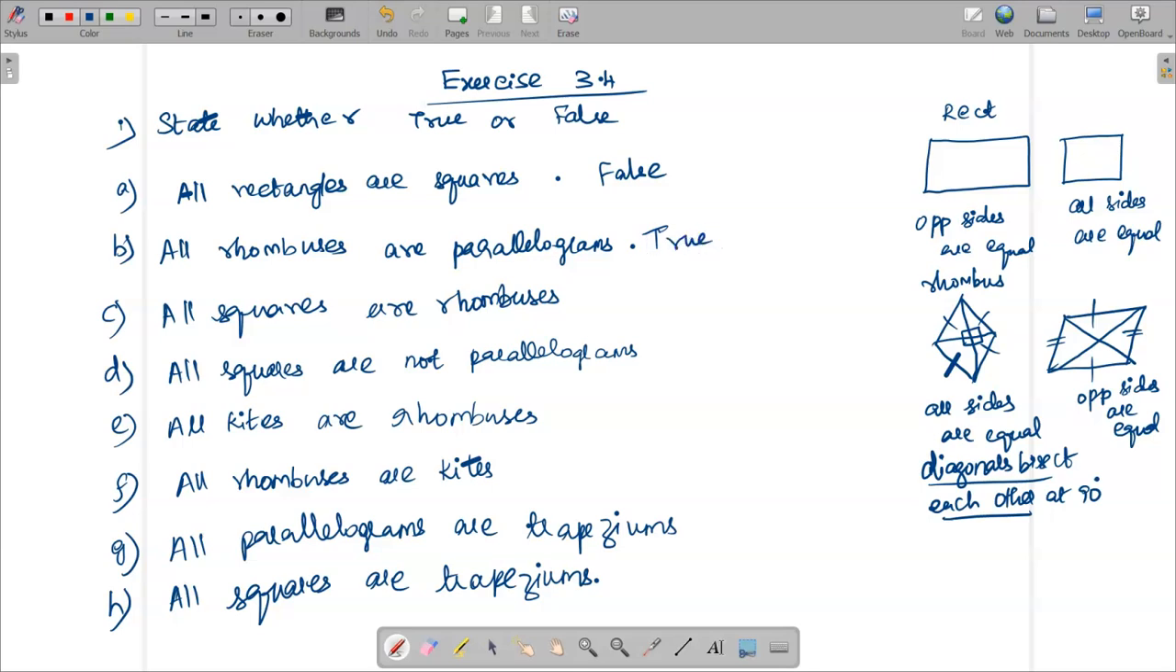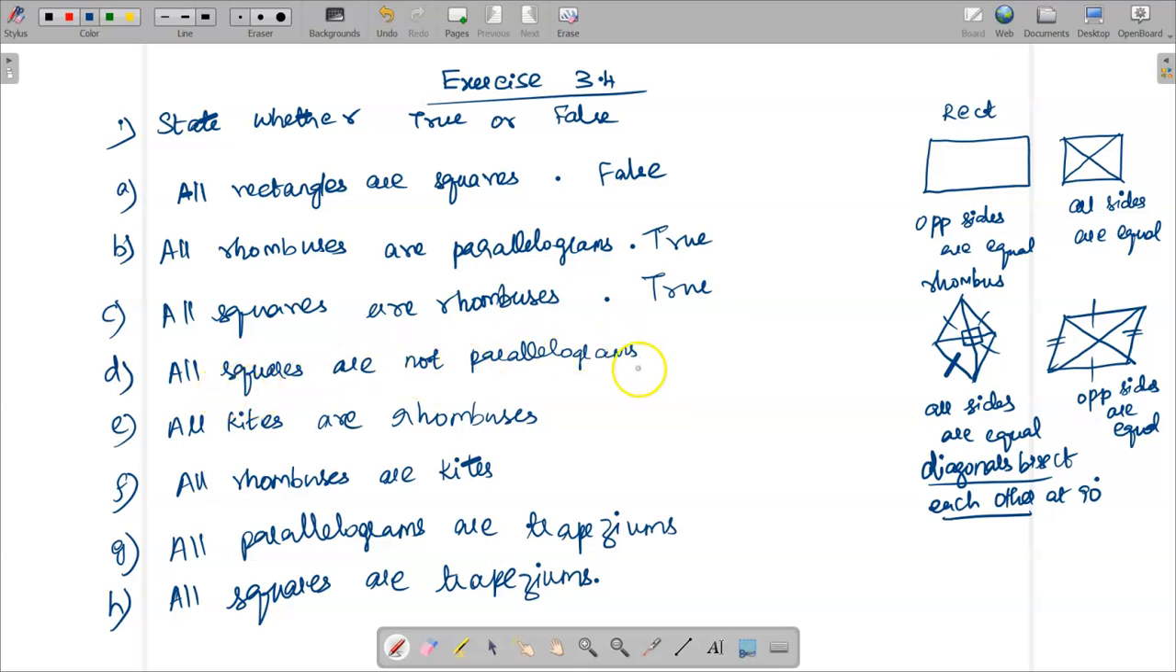Okay, all squares are rhombuses. Again, you have to compare the two. In a rhombus all sides are equal, in a square all sides are equal. And in a square the diagonals also bisect each other at 90 degrees. In a rhombus also the diagonals bisect each other at 90 degrees, right? So I can say that all squares are rhombuses, definitely, because both satisfy the same properties.